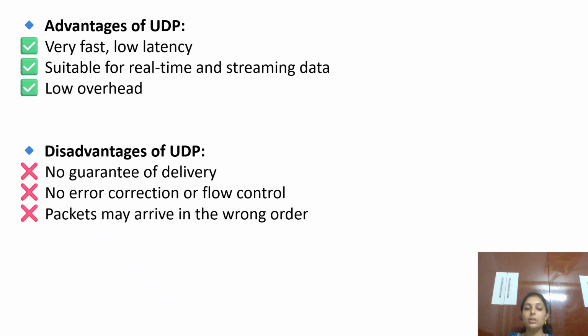In TCP, there is a guarantee that it will deliver the data, whereas in UDP there is no guarantee. The data may or may not be sent. There is no error correction or flow control. Here we cannot see flow control, and we cannot correct errors. Packets may arrive in the wrong order because there is no ordering, so the first one may go last and the last one may go first. It may also go in sequence.